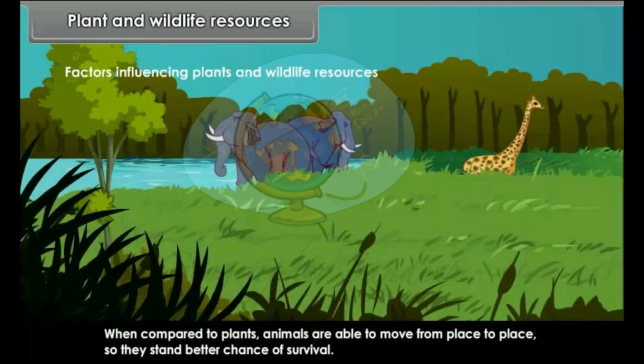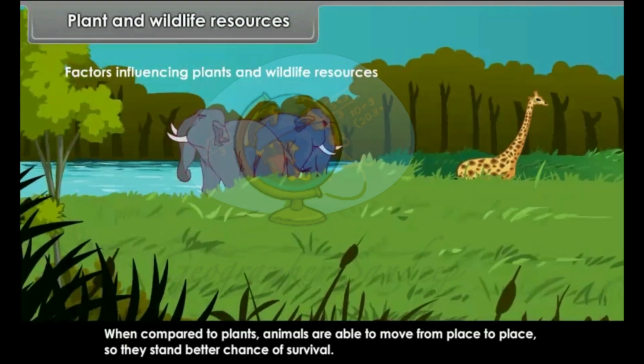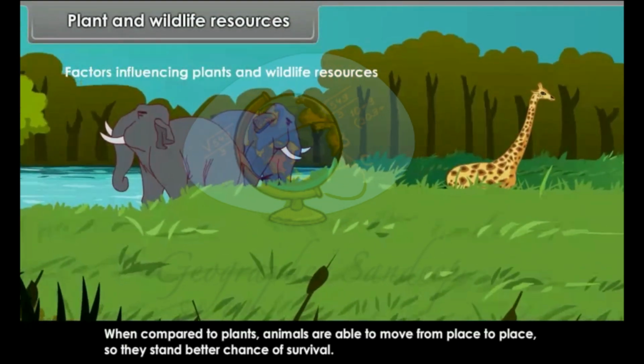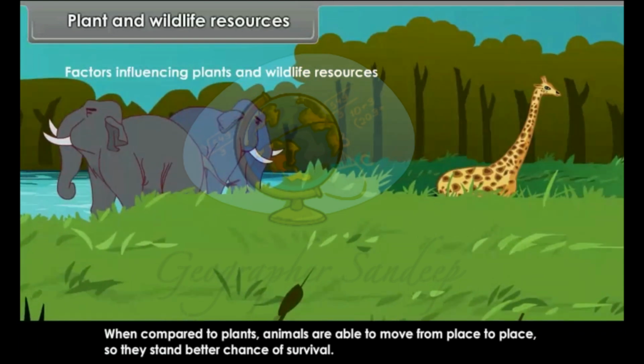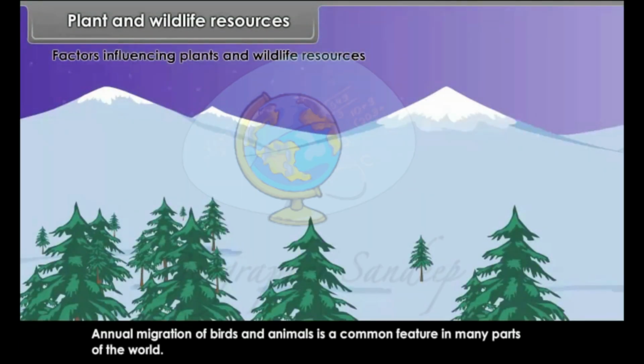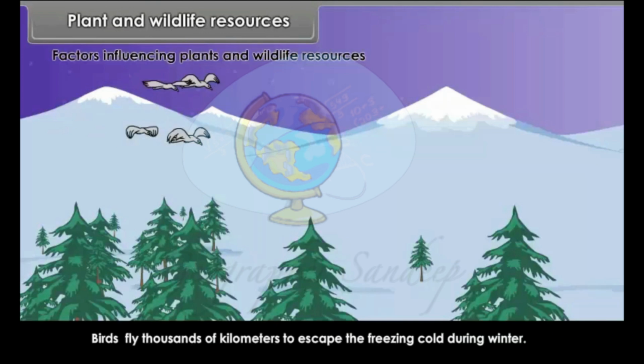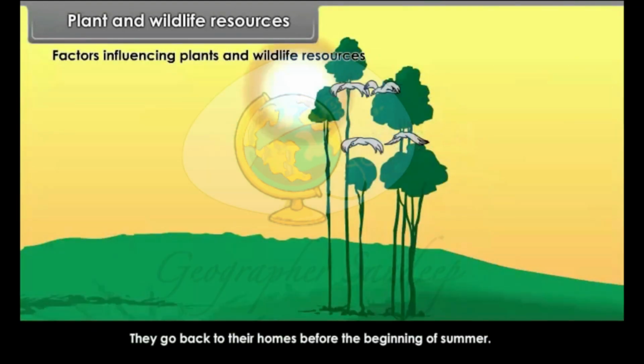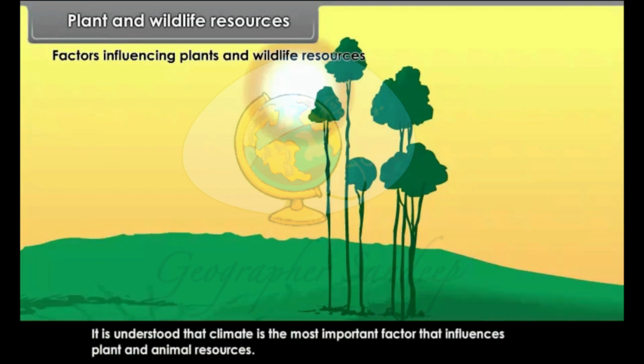When compared to plants, animals are able to move from place to place. So, they stand a better chance of survival. Annual migration of birds and animals is a common feature in many parts of the world. Birds fly thousands of kilometers to escape the freezing cold during winter. They go back to their homes before the beginning of summer. It is understood that climate is the most important factor that influences plant and animal resources.